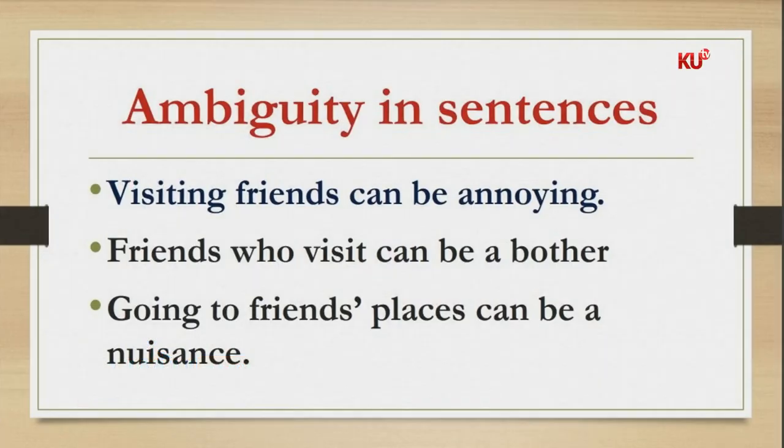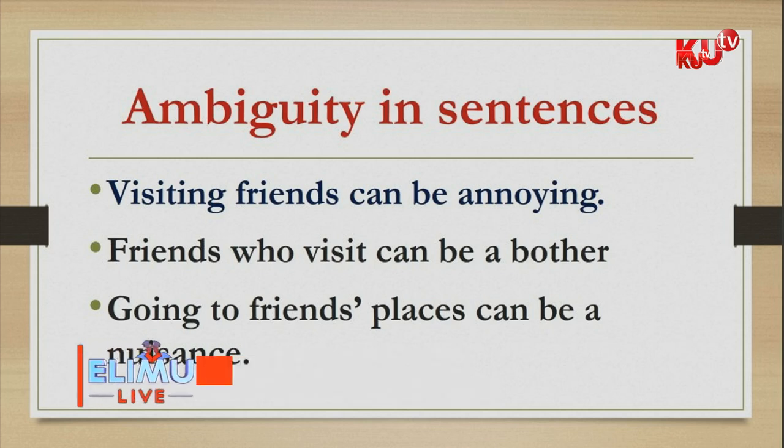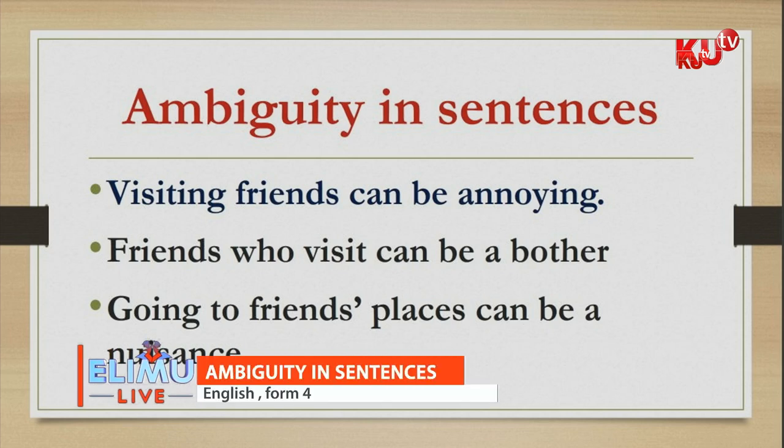So what are the two possible meanings of this statement? Let's look at the sentence structure, visiting friends can be annoying. The first meaning of this sentence is that friends who visit can be a bother. Visiting friends can be annoying. So friends who visit can be a bother. Then the second meaning is going to friends' places. Going to friends' places can be a nuisance. These are the two possible meanings of the statement, visiting friends can be annoying.